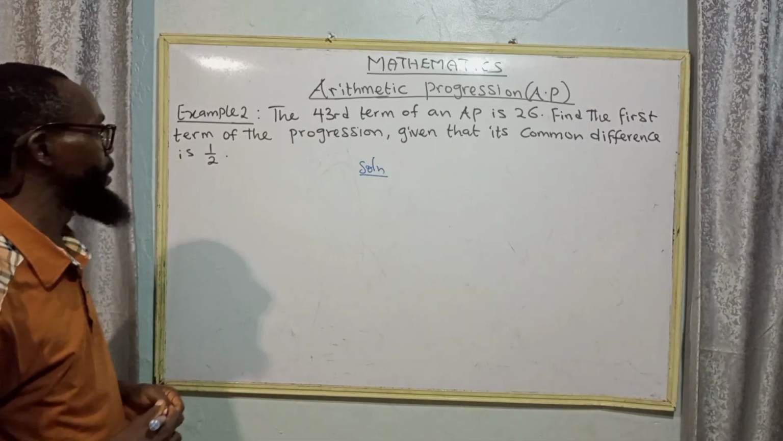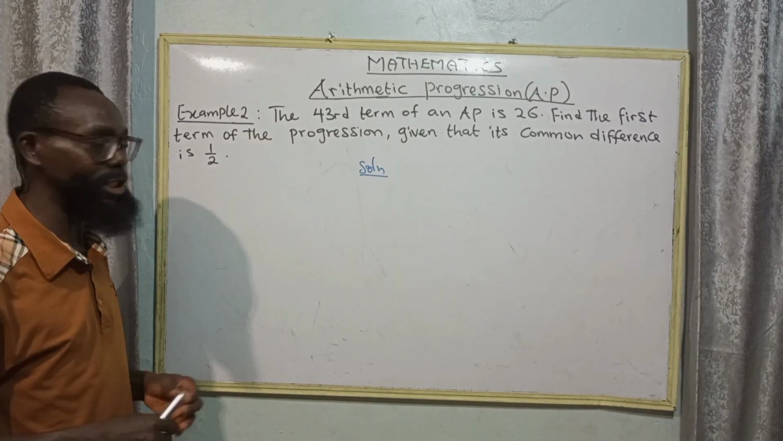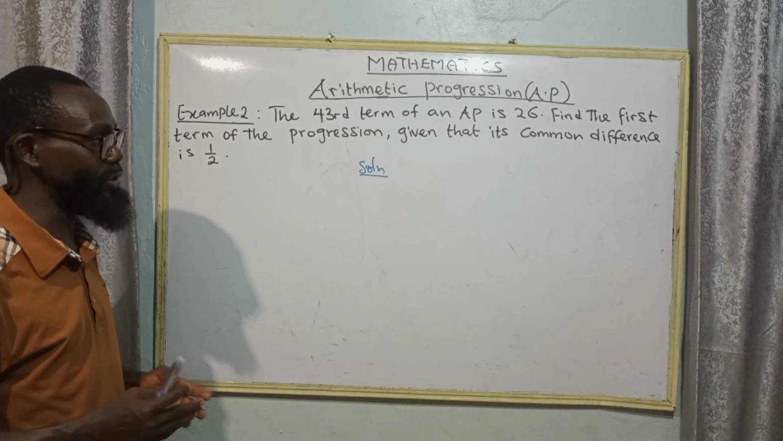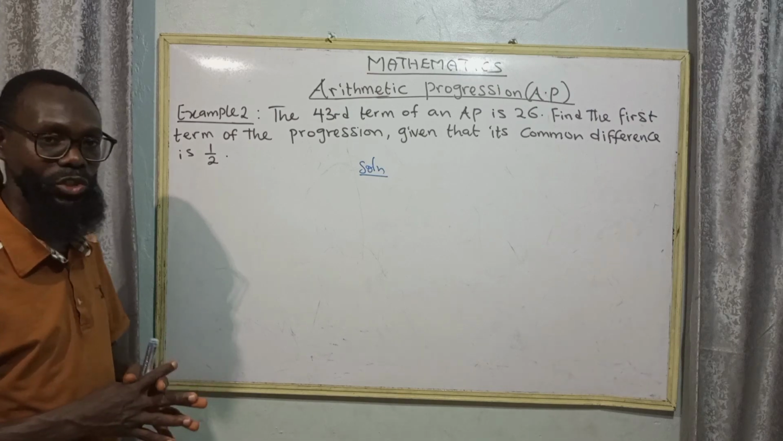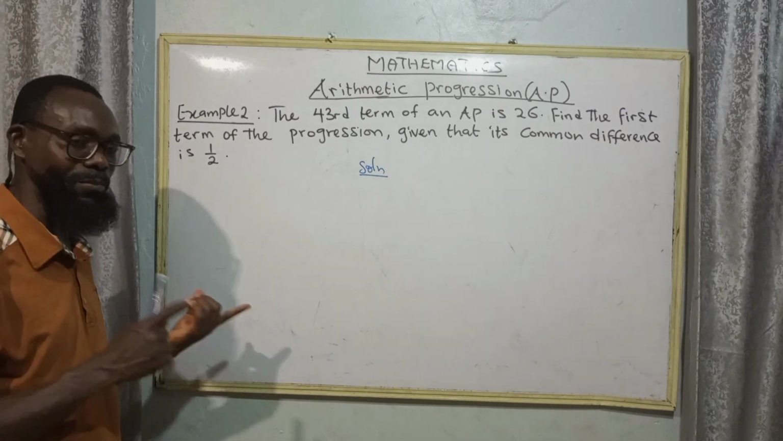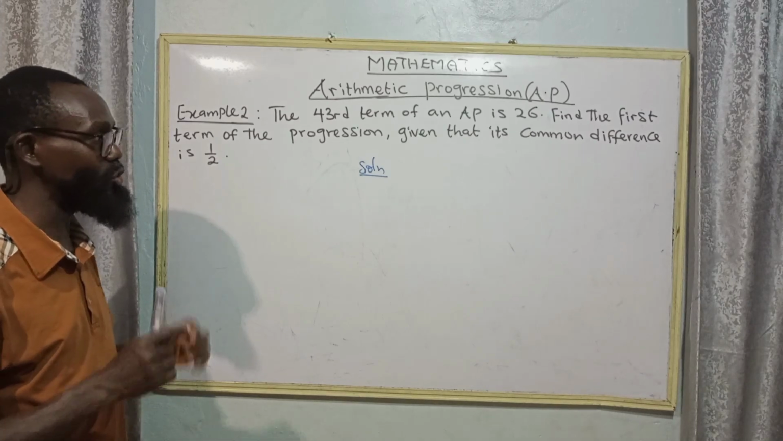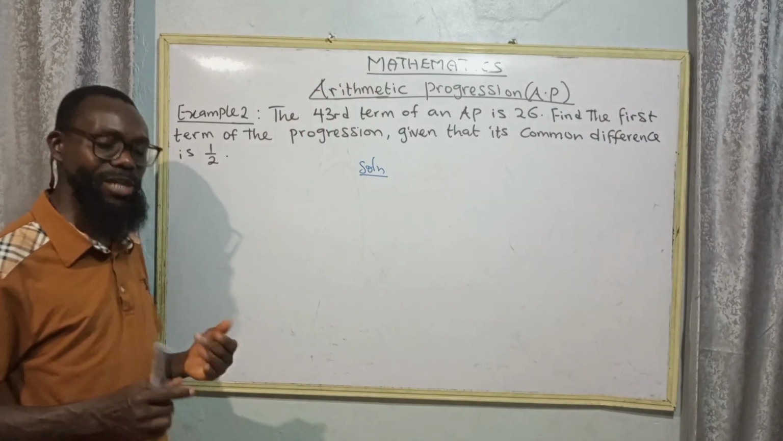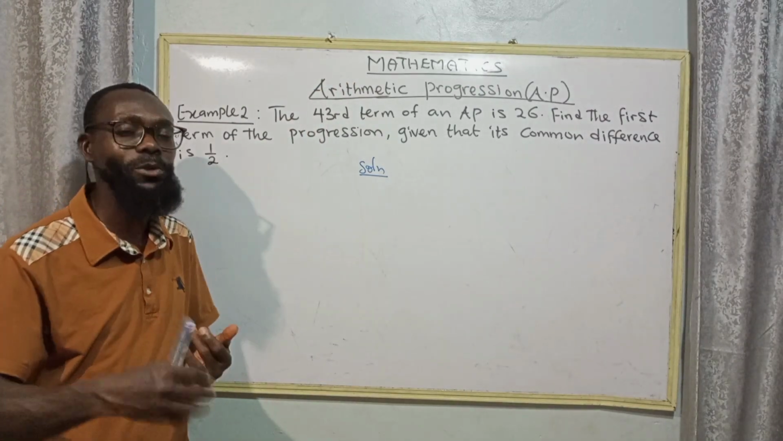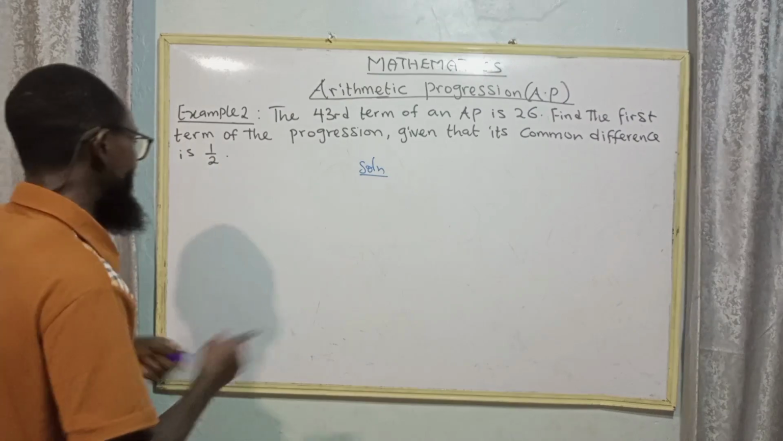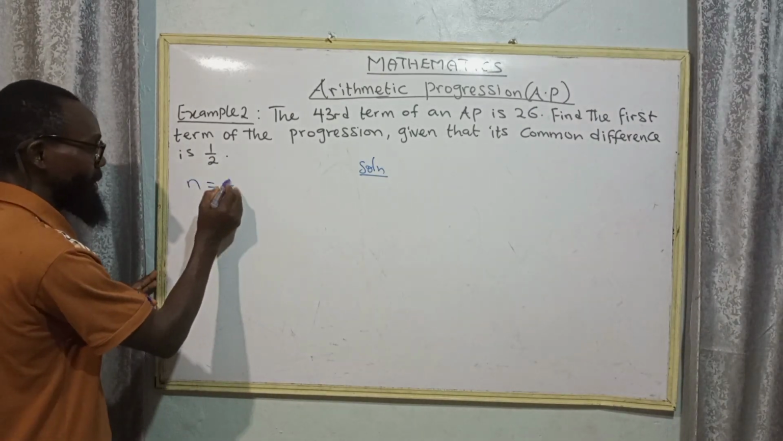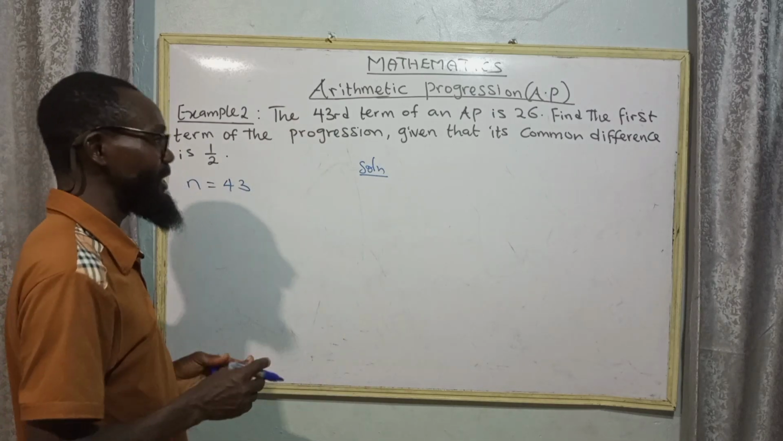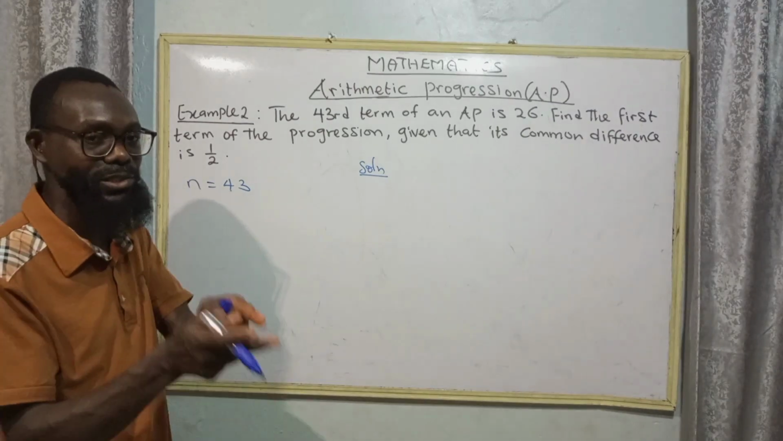Example 2. The 43rd term of an AP is 26. Find the first term of the progression given that its common difference is 1 over 2. Look at this 43rd term: it refers to the number of term, or the position of that term. Meaning our n equals 43, because the 43rd term of an AP is 26.